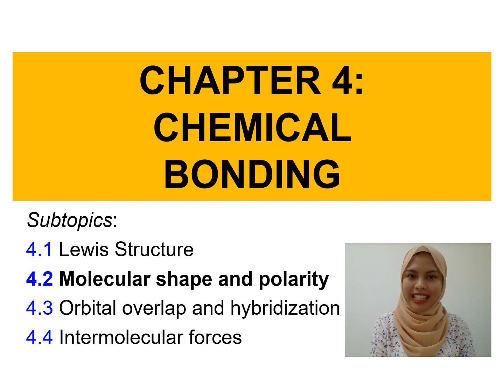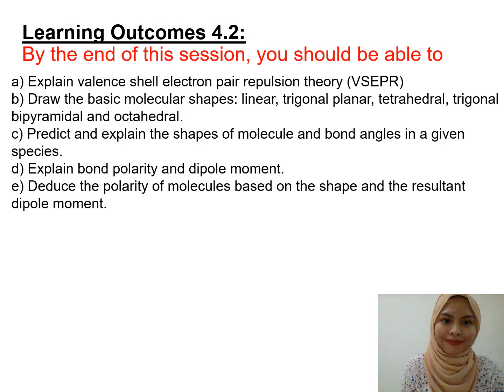Let us continue with subtopic 4.2, which is about molecular shape and polarity. By the end of the lessons, you should know how to explain the VSEPR theory, draw the basic molecular shapes, predict and explain the shapes of molecules and bond angles in a given species, explain bond polarity and dipole moment, and also deduce the polarity of molecules based on the shape and the resultant dipole moment.